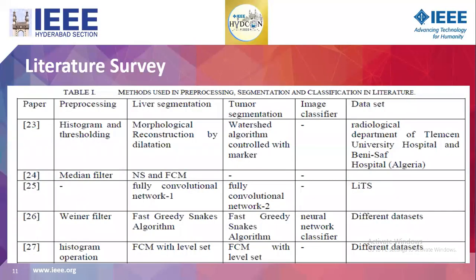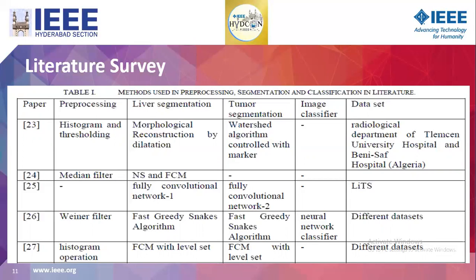Literature survey. Here we will discuss the different methods used for different steps in the tumor segmentation process. In paper 23, we have seen that histogram and thresholding is used for pre-processing. Morphological reconstruction by dilation is used for liver segmentation. Watershed algorithm with control marker is used for tumor segmentation. And here the input images are collected from the hospital at Algeria.